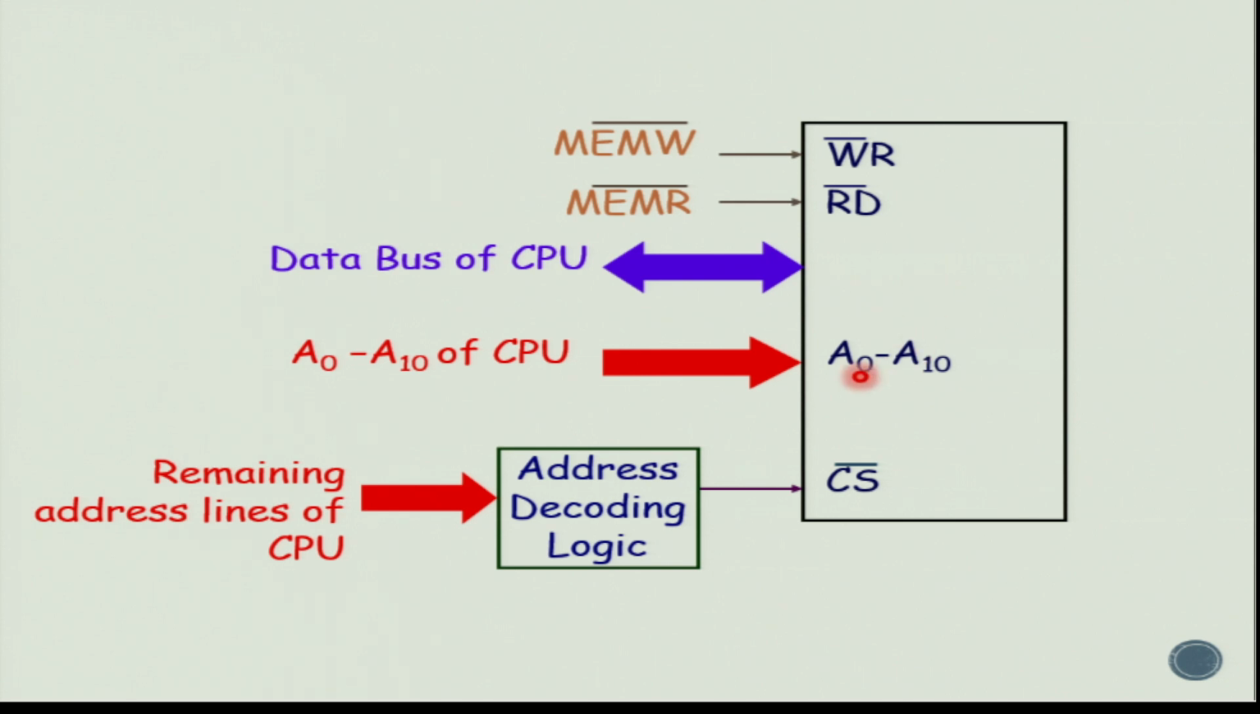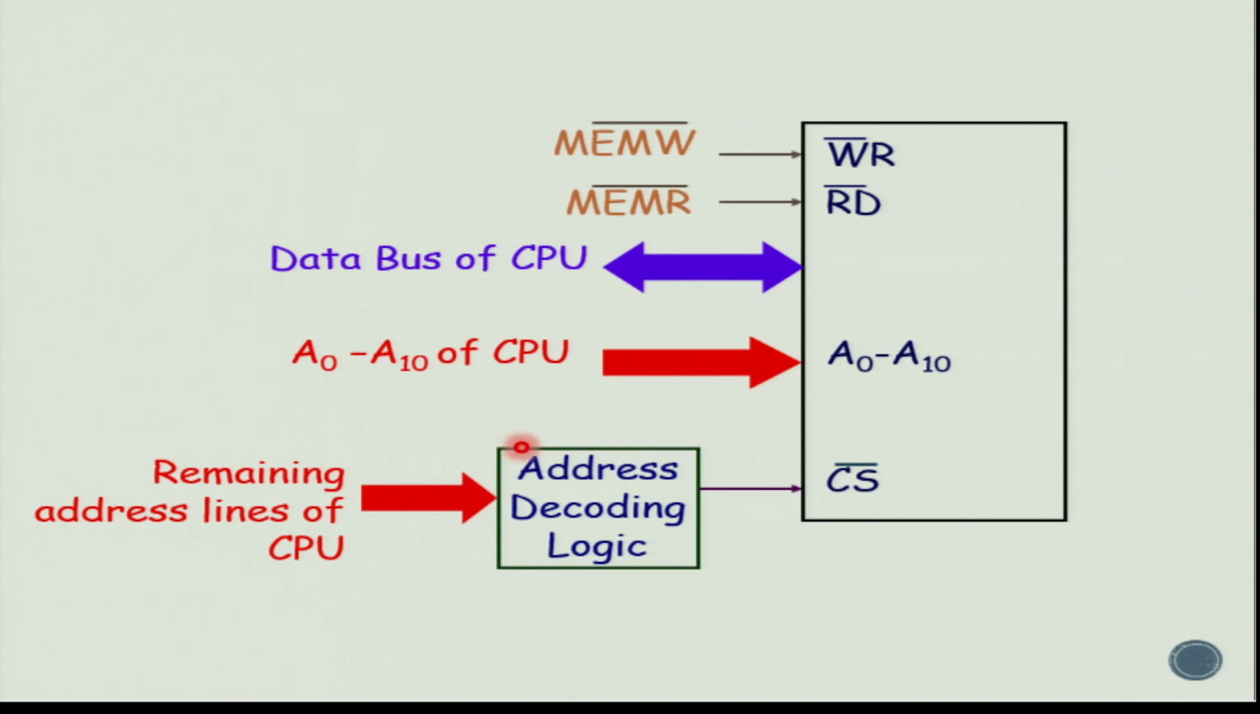How many address lines are we going to require? It's a 2K chip, so you're going to require 11 address lines. So A0 to A10 of the CPU will be connected to the 11 address lines of memory. What do I do with the rest of the address lines?